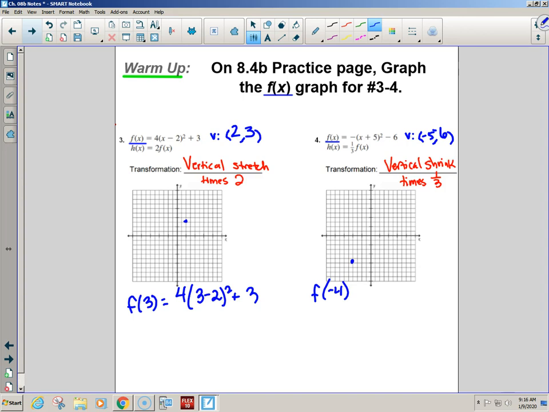Why am I not plugging in 3? Well, because it's way over here. Who knows where the parabola is? Probably super far down or super high up.